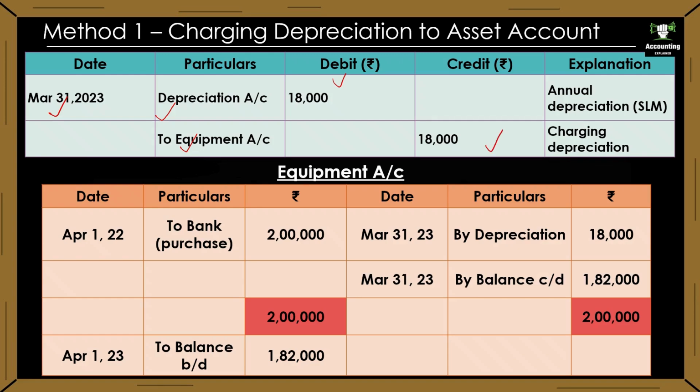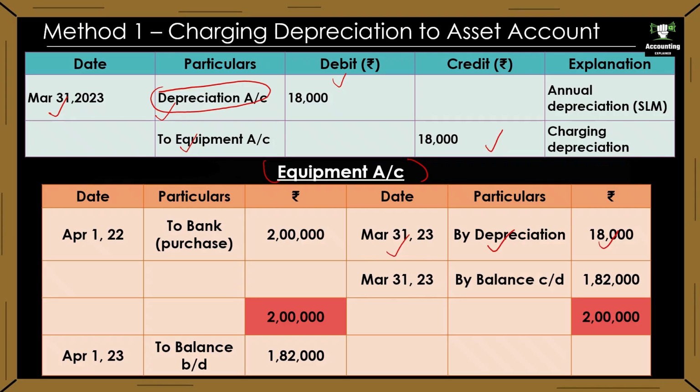We are doing the equipment account. So in the journal entry, the opposite of equipment account is depreciation account. In the journal entry, it is debited. So in the ledger of equipment account, depreciation will be credited on March 31, 2023 by depreciation account 18,000. Now we have passed all the journal entries for the year.